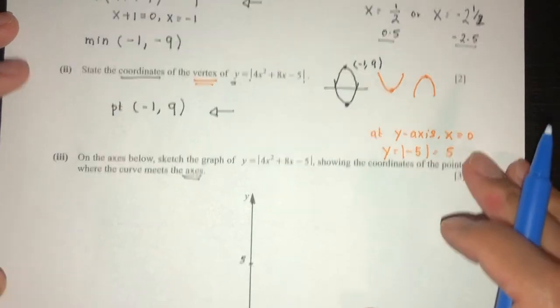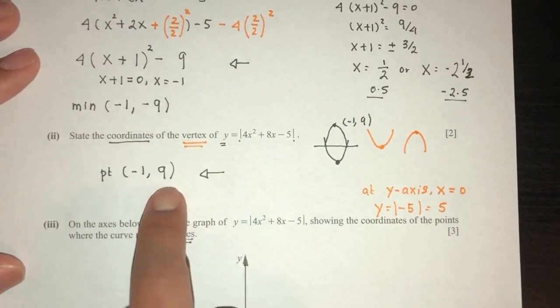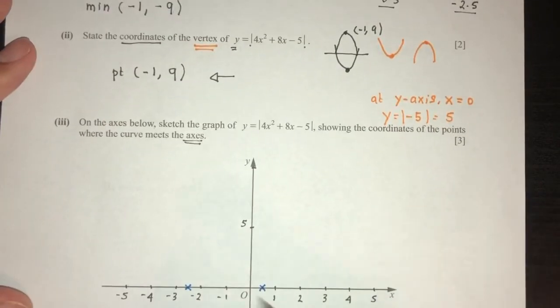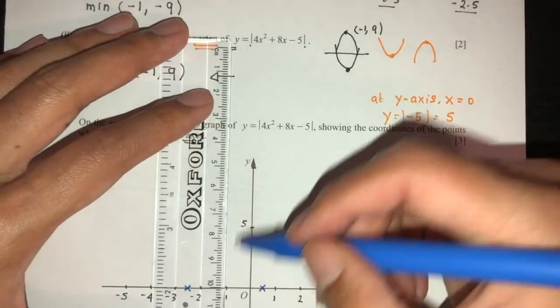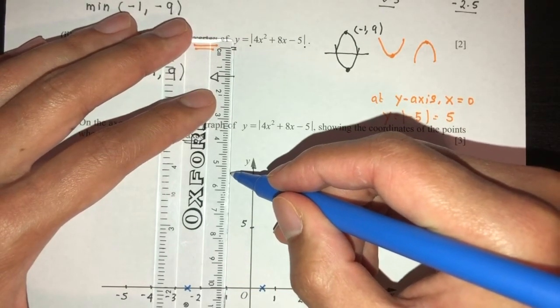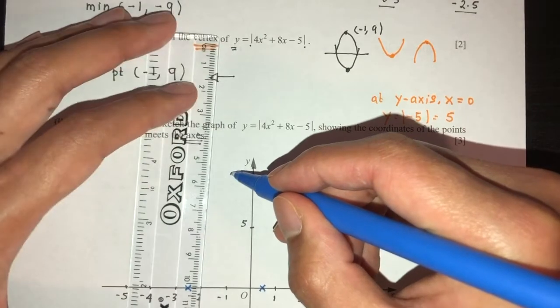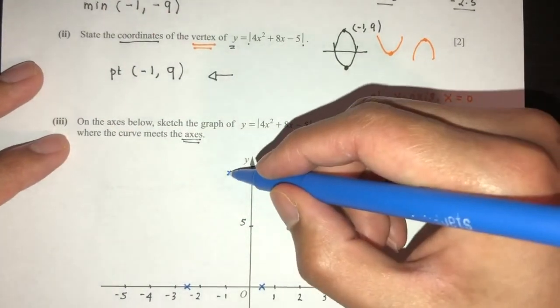And you guys know from this question, the vertex has to be minus 1 and 9. So minus 1, 9, let's say, should be about this point. Doesn't need to be exact because it's only a sketch. So let's choose this point. So now let's plot the curve. So we have this part.